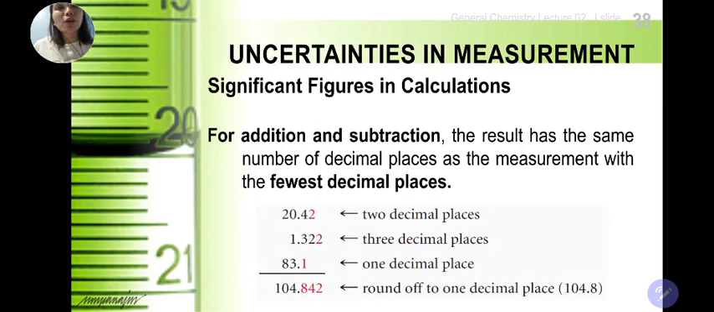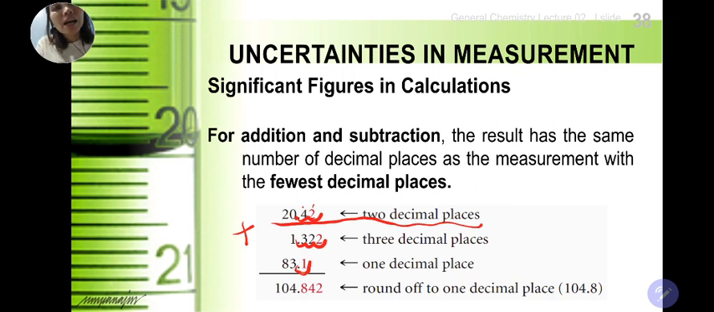So, for example, we have 20.42, 1.322, and 83.1. Ito yung i-add natin. So, let's see, this one has 2 decimal places. Ang ibig sabihin ng decimal places, yung after the point. So, this is the point. So, 1, 2, we have 2 decimal places. For this value, we have 1, 2, 3. That is 3 decimal places. And this one, isa lang, 1 decimal place.